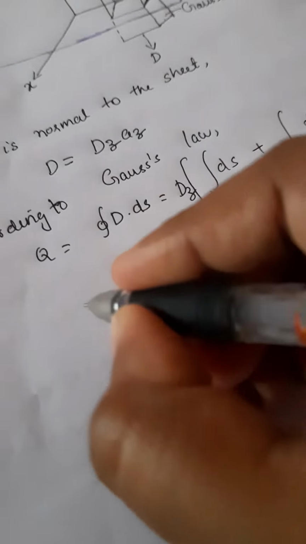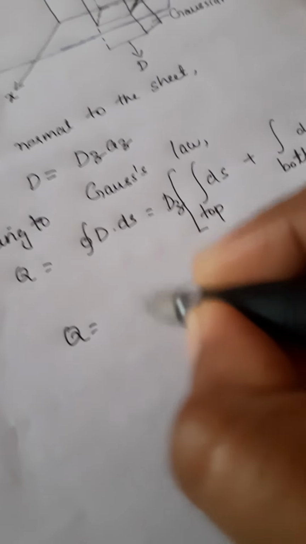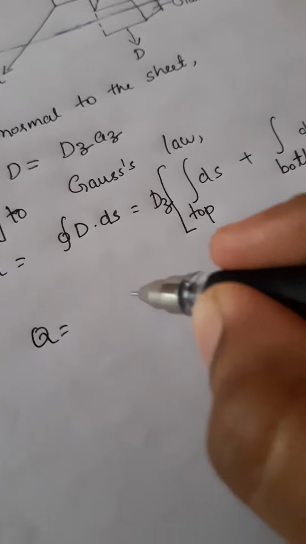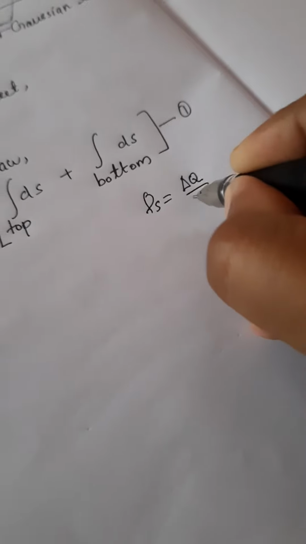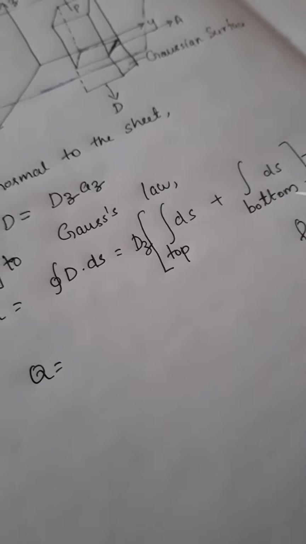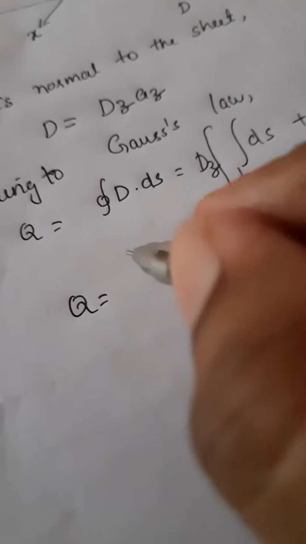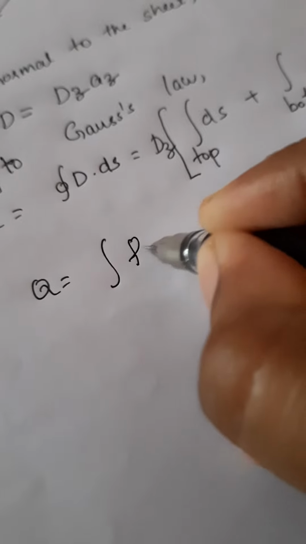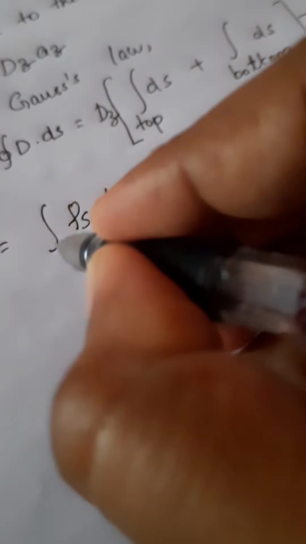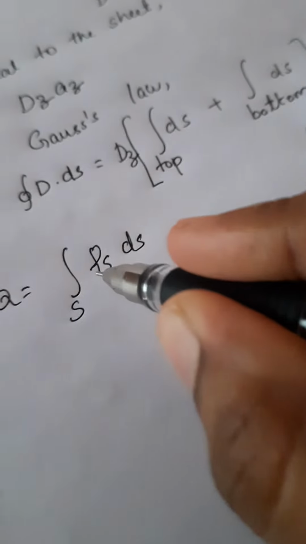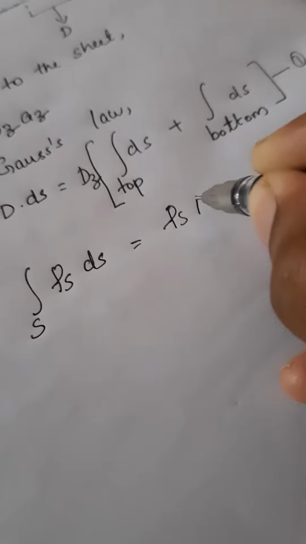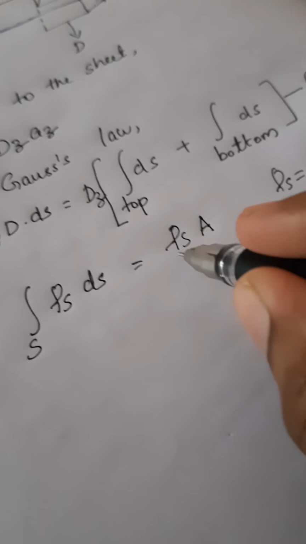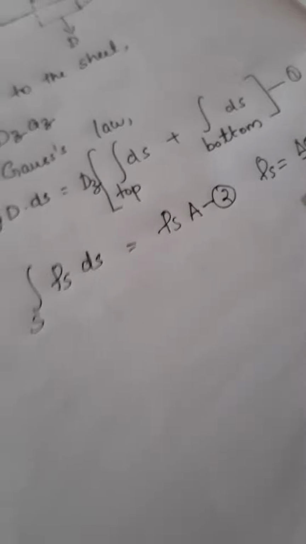Now we know that the charge we are getting from the charge density, that is, charge density rho s will be equal to delta q by delta s. This is for the small area, but for the large sheet of charge we require the total charge, obtained by integrating this charge density over that area. So the surface integral of charge density into area. Here we have the area A, so that is rho s into A. So this is equation number 2.